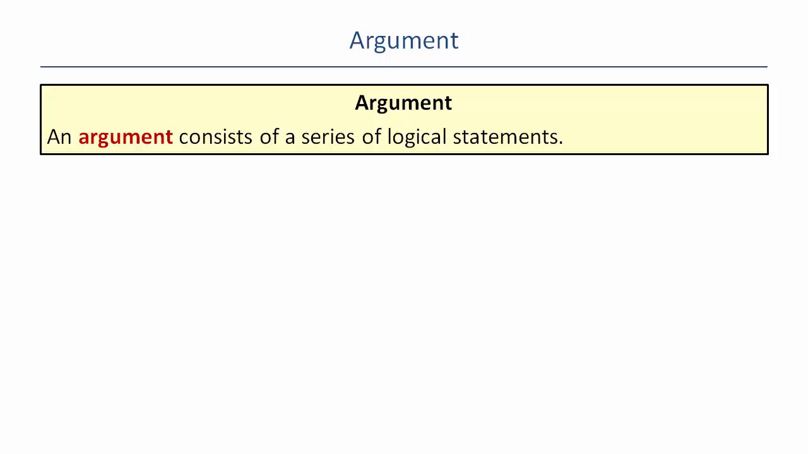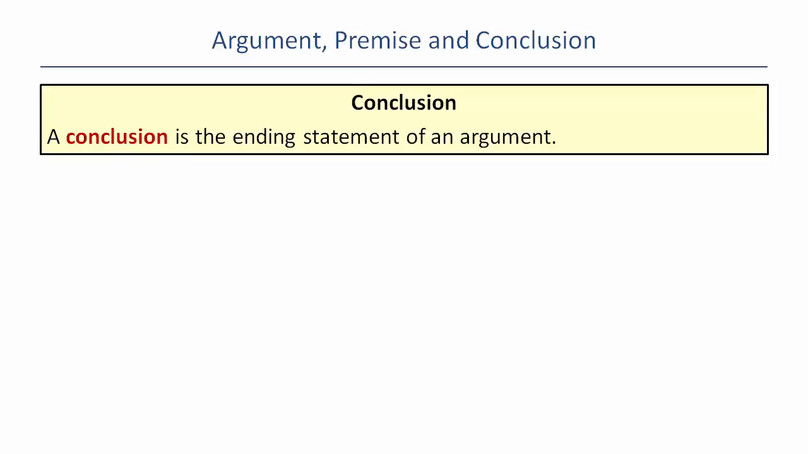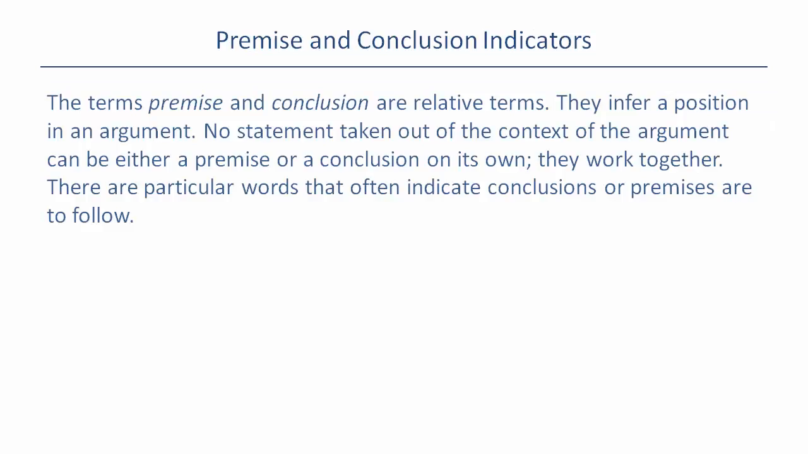Okay, so an argument consists of a series of logical statements, and we just try to determine if they're true or false. Now, in those statements, we have a premise and a conclusion. The premise is the part at the beginning of an argument that is used to support the conclusion, and then, of course, the conclusion is the ending statement of your argument.